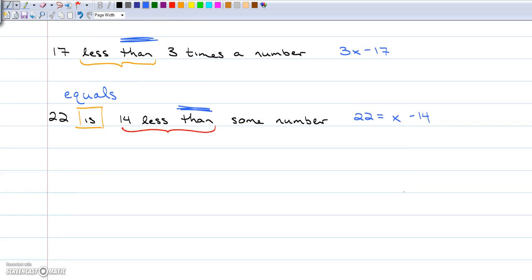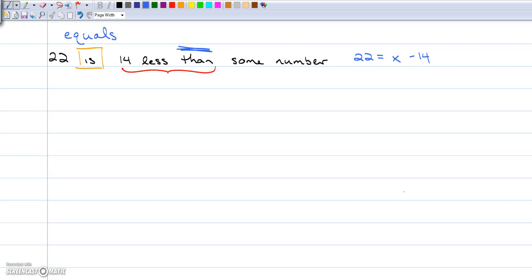Well, let me tell you. There are words for addition, there are words for subtraction, there are words for multiplication, and there are words for division. All of the operations have some type of word and some type of phraseology that's going to work. But the important ones you probably already know. Sum, added to, combine. Those are all words that go with addition.